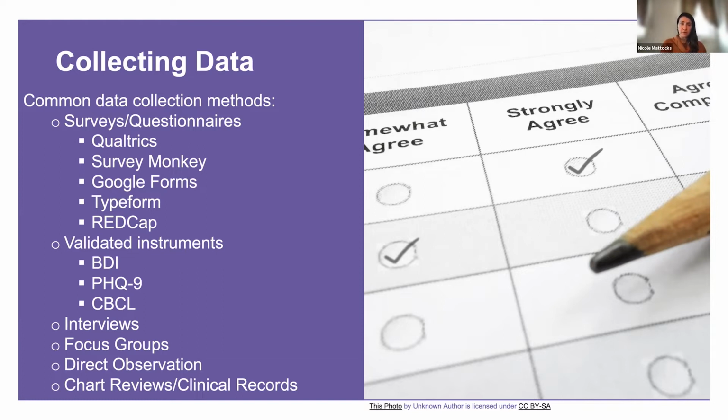So surveys and questionnaires can be administered through a lot of different free, easy to use online platforms like Qualtrics, SurveyMonkey, Google Forms, Typeform, REDCap. REDCap is something that is usually available through higher education institutions. And so if you have a partner in the community who is working in a higher ed institution and has access to REDCap, this could be useful for you, but it might not be as easily accessible.